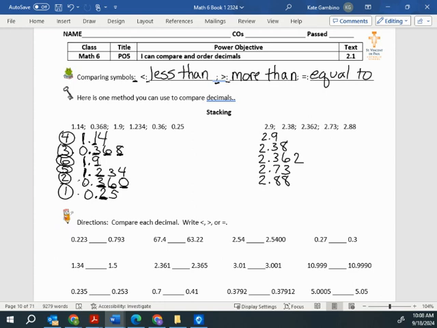I look at my first column. They're all 2s. So they're all tied so far. So now I have to go to my second column. I have 9, 3, a 3, a 7, and an 8. Which one's the smallest? Maddie? 3s, but I have 2 3s. So how do I know which one is smaller?